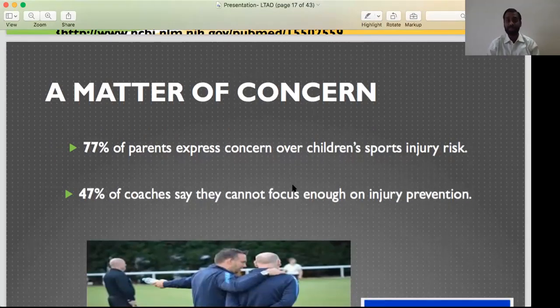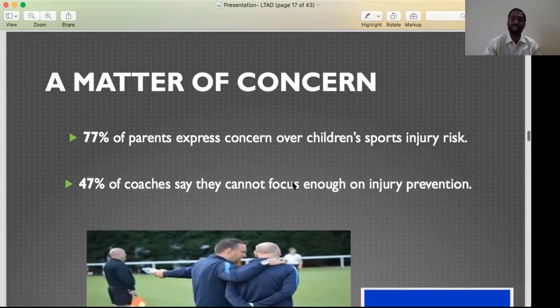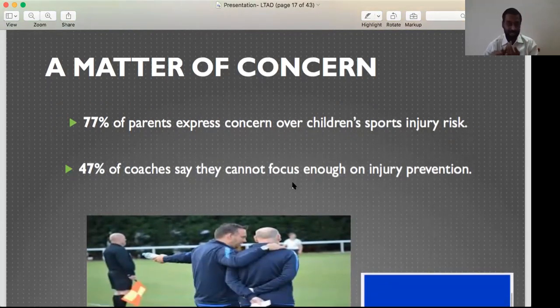So that is a matter of concern for us, because 77% of parents across the globe express concern over children's sports injuries, right? And 47% of coaches say they cannot focus enough on injury prevention. Either they do not have sufficient time, or they do not have sufficient skill sets, or they do not have the professionals around them to be able to manage something like that.